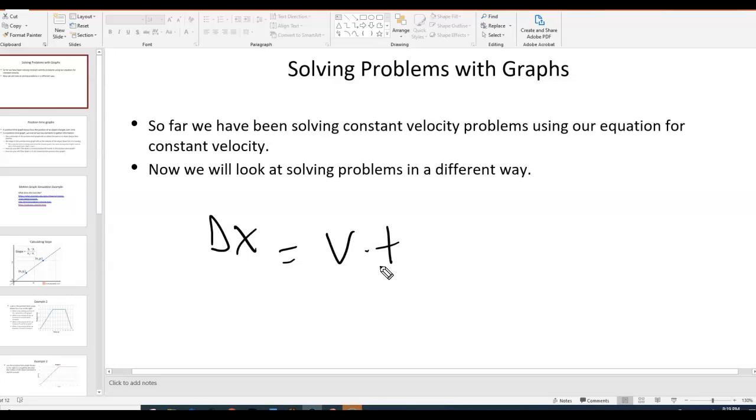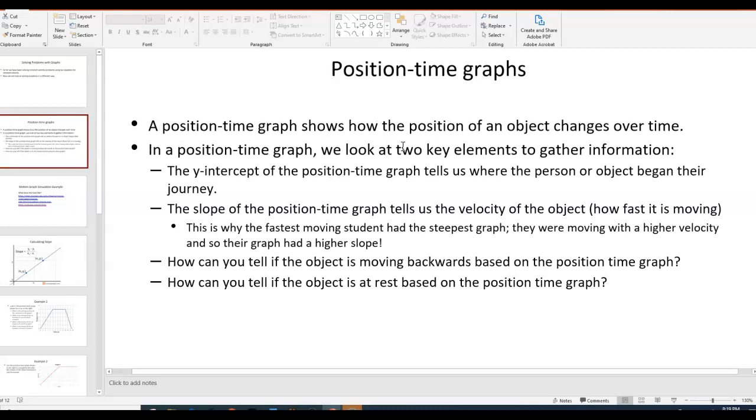Okay, now what we're going to do is switch over from using the equation for constant velocity and look at solving problems with the same type of motion using what's called motion graphs. Just to remind you, constant velocity is a motion where something is not moving any faster or slower, but is just going forwards or backwards at a steady pace. So the first thing I want to show you is called a position time graph.